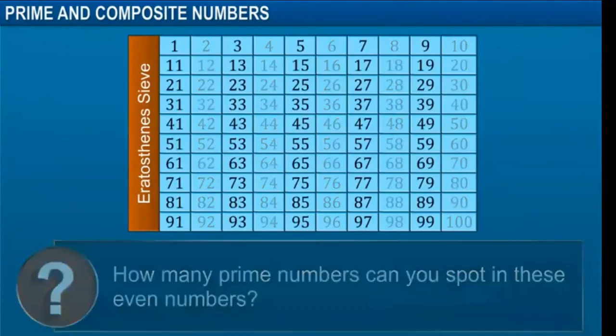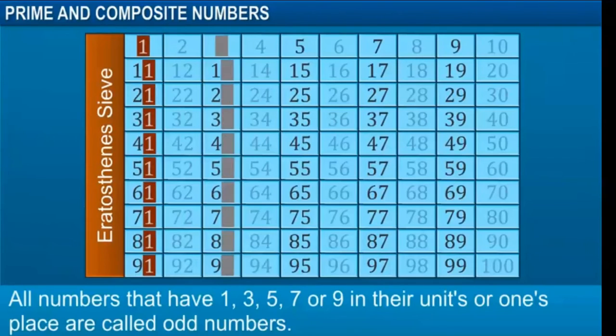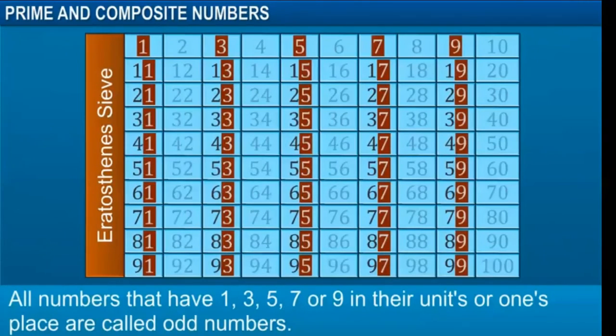Now look at these numbers. Among the prime numbers, only 2 is also an even number. Okay, now next you can see the highlighted numbers. Now what is the peculiarity of the highlighted numbers? They are all odd numbers, correct? In the units place they have 1, 3, 5, 7 and 9, so they are called odd numbers. These numbers have 1, 3, 5, 7, or 9 in their units or ones place. Such numbers are called odd numbers.